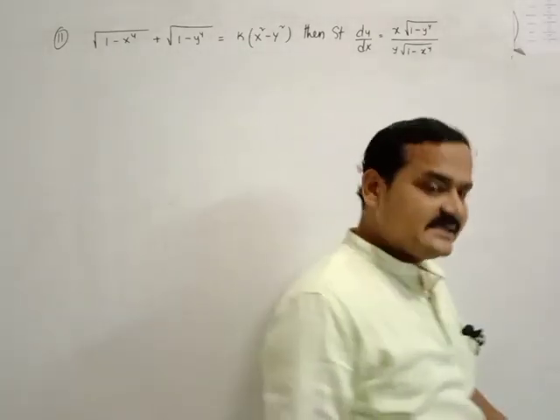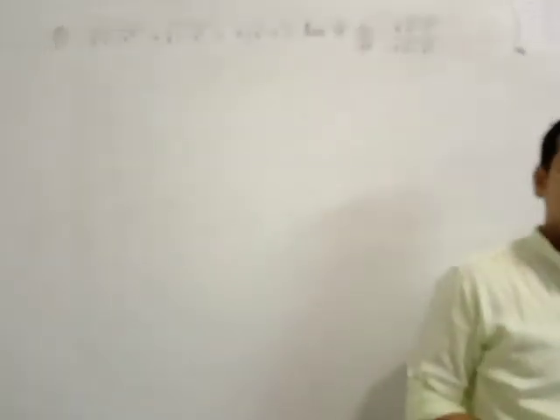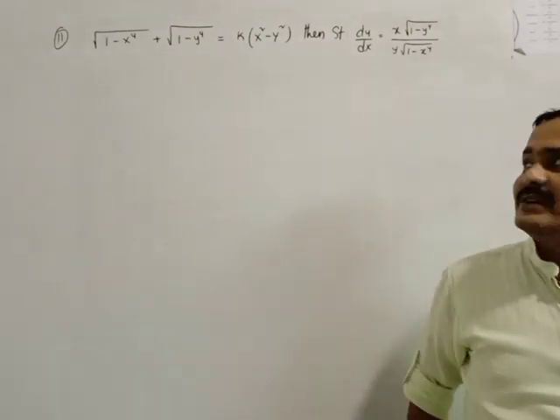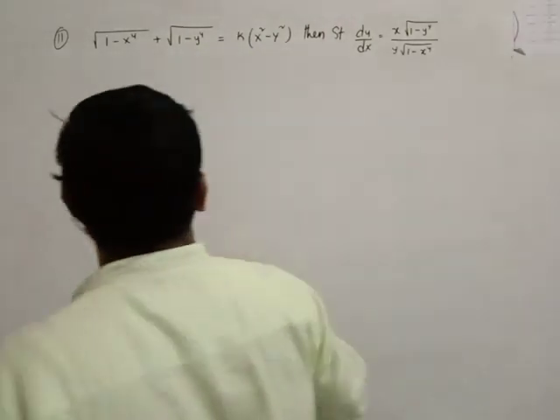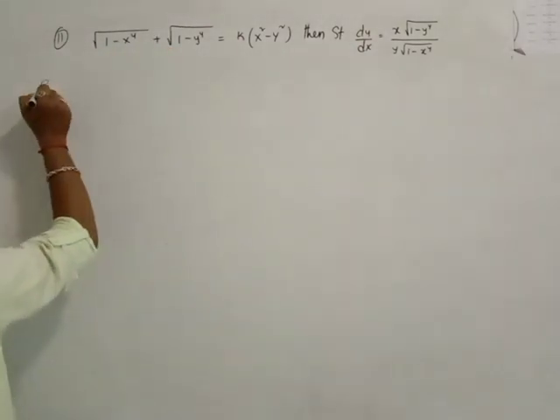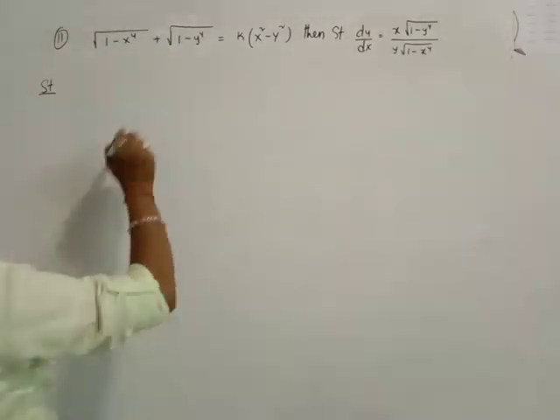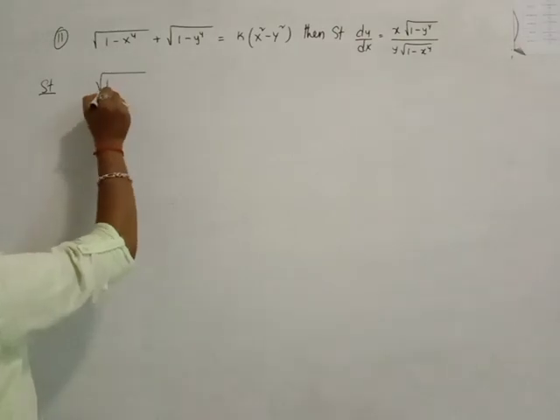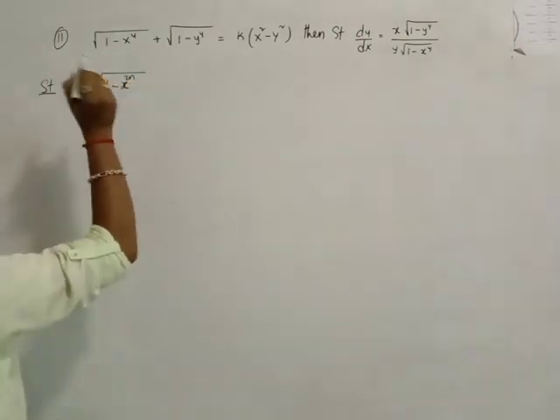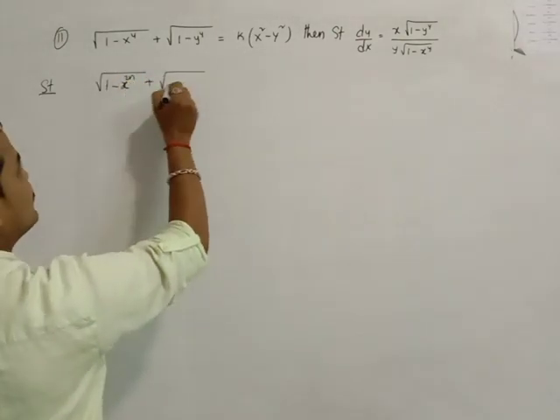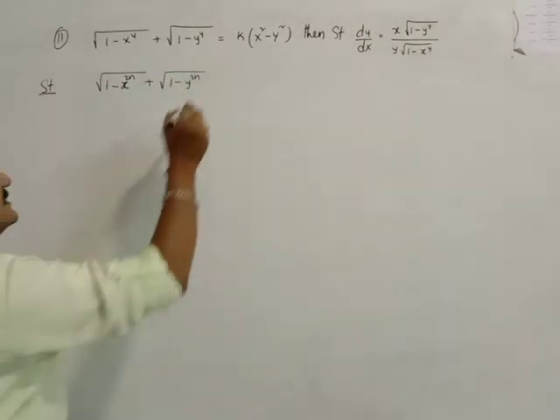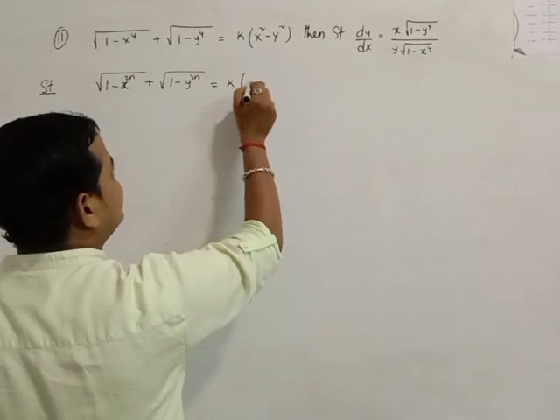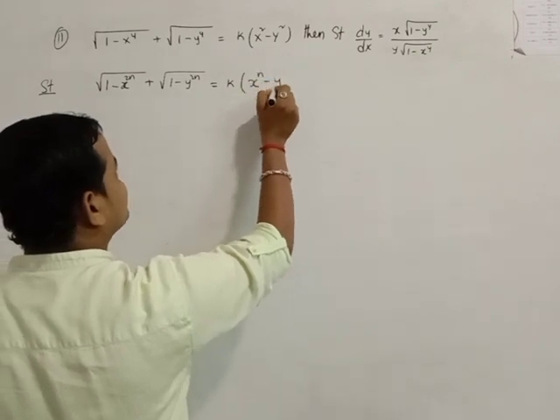But this is not the only question. This question is a revision, and different types of questions come from it. What is the standard form of this question? Root over 1 minus x power of 2n plus root over 1 minus y power of 2n is equal to k into (x power of n minus y power of n).